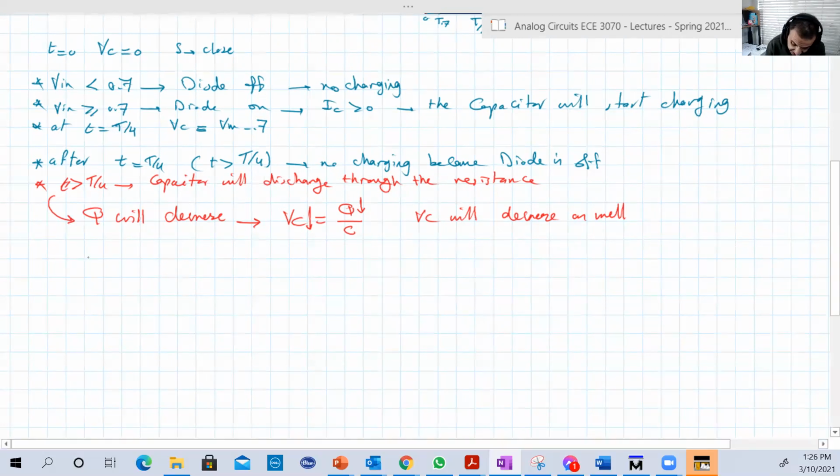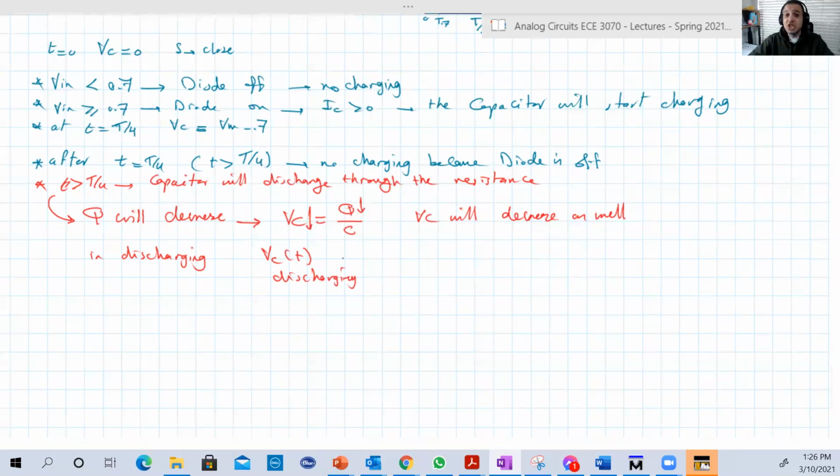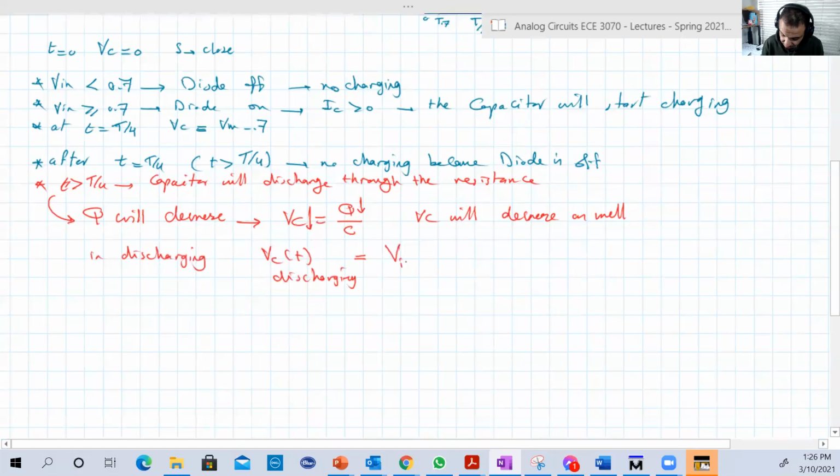So in this discharging, Vc of t while discharging has an equation that relates this voltage to the time, the resistance, the capacitance, and the voltage from which it starts discharging. And this is basically V initial, or V0, times exponential minus t, the time, over RC.